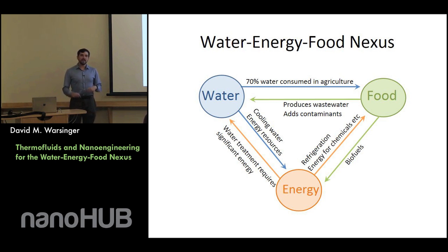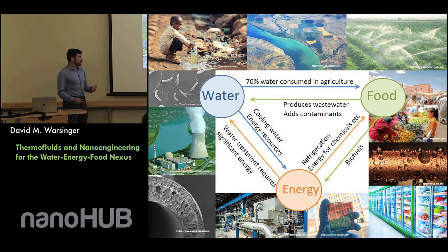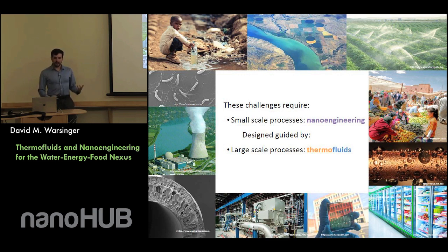Well, essentially, the major inputs and outputs from each of water, energy, and food are one another. Now, what does this look like? Visually, we have a mix of very small-scale phenomena: membrane design, pathogens, nanofabrication, condensing. We also have very large-scale systems, so power plants, desal plants, environmental flows, agriculture. To bridge these very different size scales, we need nanoengineering for the small stuff, but we need thermal fluids to bridge the gap.